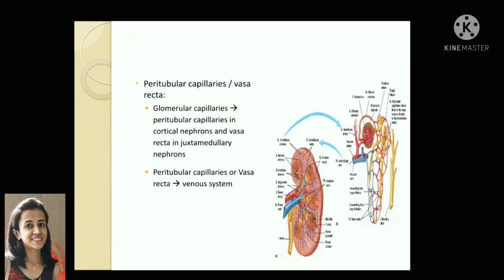Now, peritubular capillaries or vasa recta. These glomerular capillaries drain into efferent arterioles, which, as we have discussed, further divide into another capillary network, the peritubular capillaries. And if the nephron is a juxtamedullary nephron, that is vasa recta. These peritubular capillaries or vasa recta drain into the venous system.